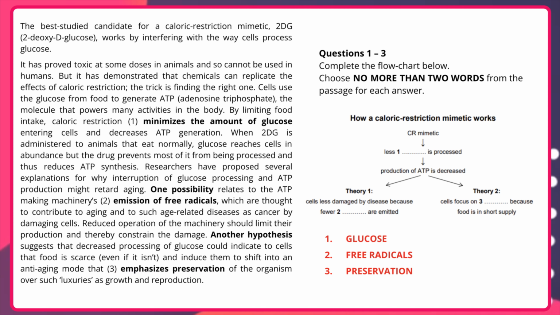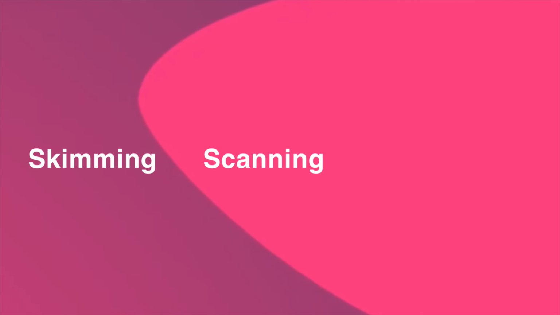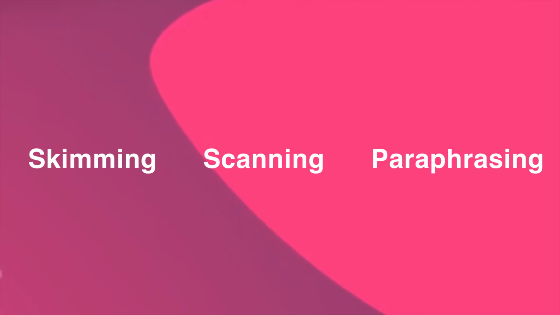You must have seen that here skimming, that is quick reading, is done. Scanning, that is we have searched for the specific information, and we have also utilized the skill of paraphrasing. For example, less means minimizes. Emission is taken as emitted, as well as focus on is taken as emphasizes. We have used all the 3 skills, that is skimming, scanning and paraphrasing.